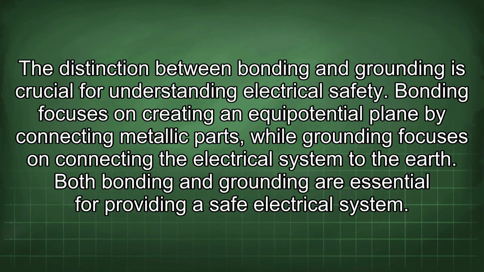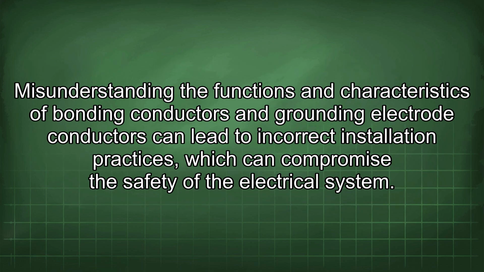The distinction between bonding and grounding is crucial for understanding electrical safety. Bonding focuses on creating an equipotential plane by connecting metallic parts, while grounding focuses on connecting the electrical system to the earth. Both bonding and grounding are essential for providing a safe electrical system. Misunderstanding the functions and characteristics of bonding conductors and grounding electrode conductors can lead to incorrect installation practices which can compromise the safety of the electrical system.